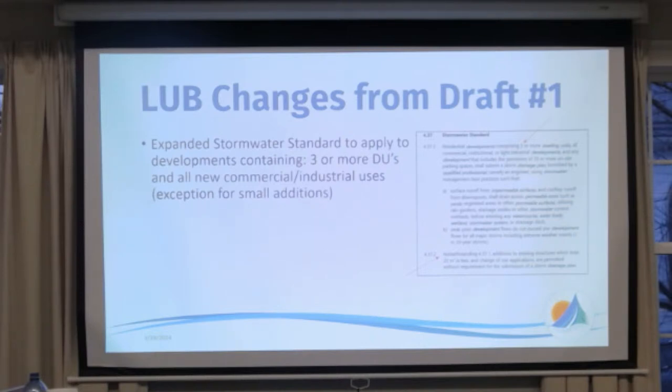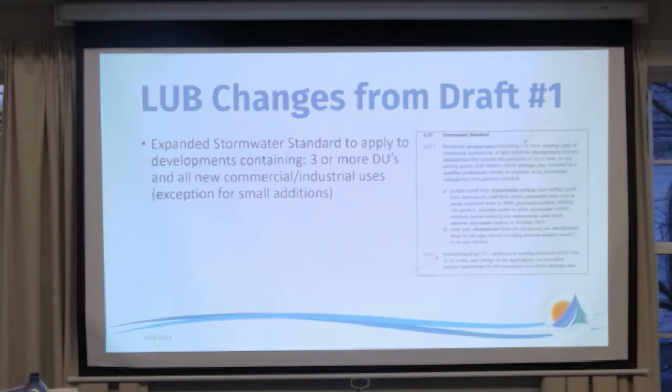What we have changed is we've essentially lowered the threshold for what triggers that standard. So going forward, if you're building a 1 or 2 unit home, you do not trigger that requirement. But if you're building a 3-unit building or greater, or any sort of commercial or industrial building, you would be required to prove that you're meeting that standard. So you're not going to inundate your neighbors with runoff water as a result of the development you're doing.